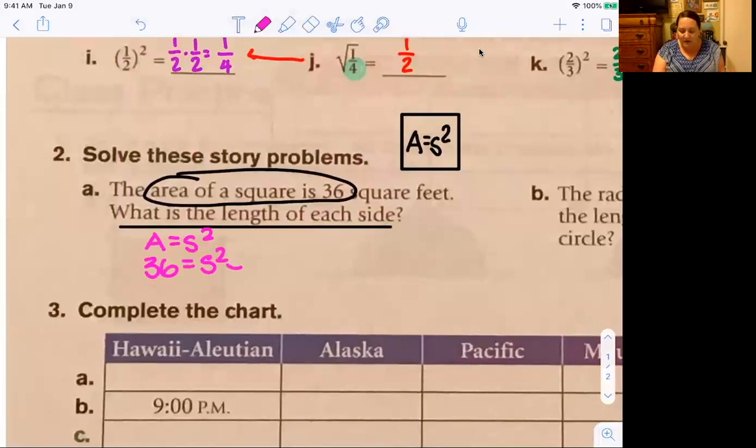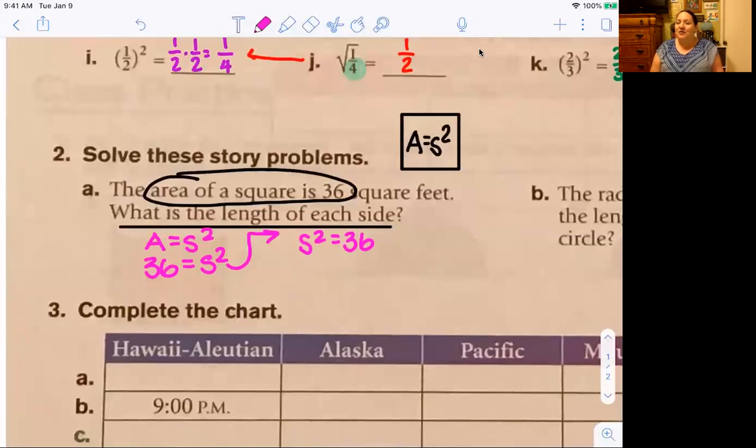Now I'm going to come over here and write it. I personally prefer to have the variable on the left side of the equation. It is a personal preference. If you do not want to do that, you do not have to. But I'm going to rewrite it as S squared equals 36 because it reads better left to right, so I choose to have it on the left-hand side. So how do I solve for S? S squared equals 36. What's the opposite of squaring? Finding the square root.